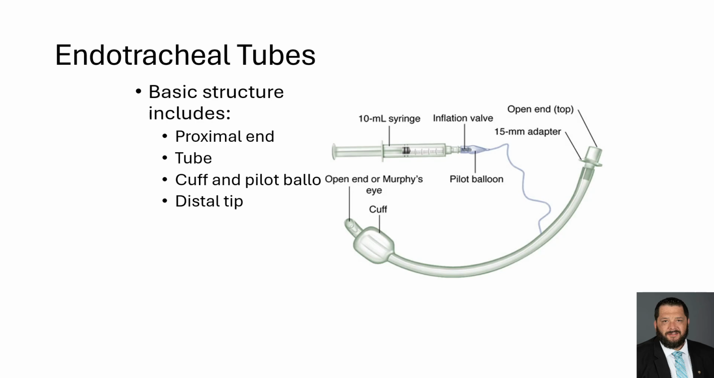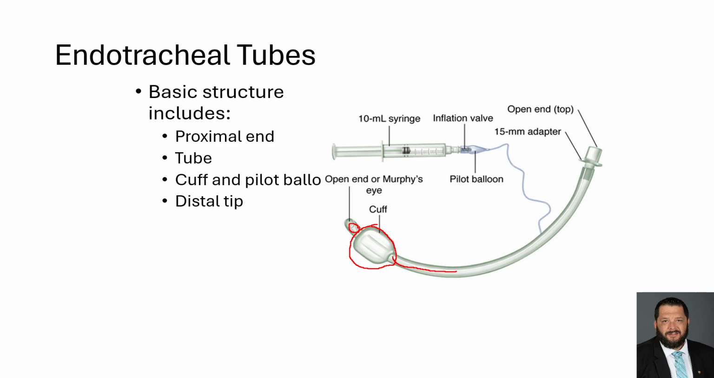The basic structures for the endotracheal tube are listed here on the screen. You'll note that the tube is comprised of a solid plastic tube, and at the end of the tube, there is an inflatable cuff. At the distal end of the cuff, you'll note a small hole in the side of the tube that is known as the Murphy's eye.